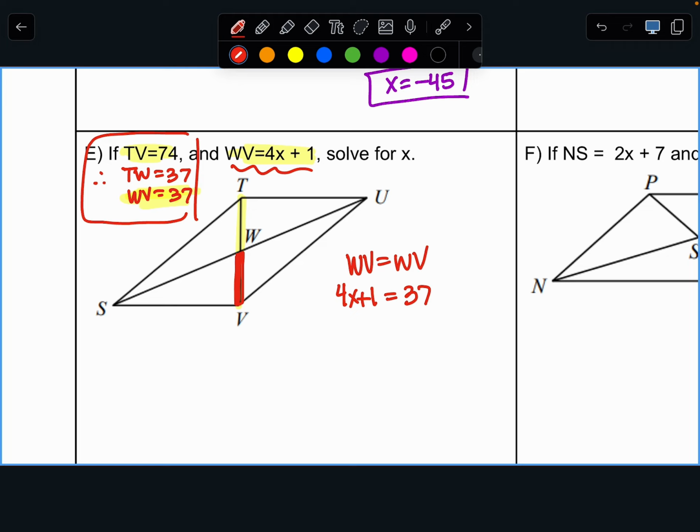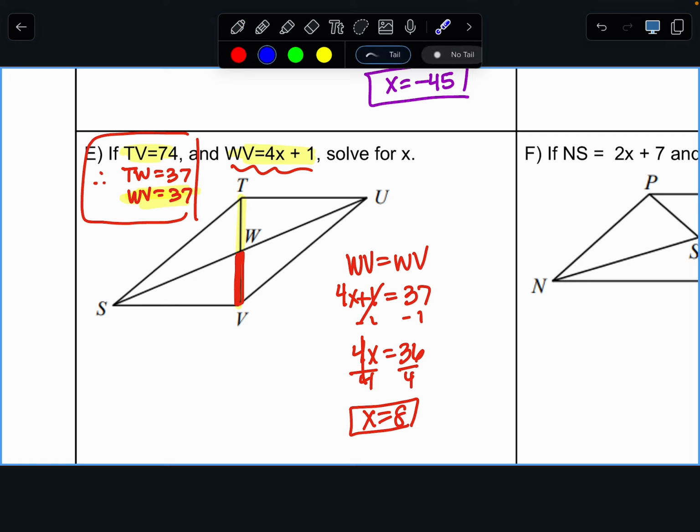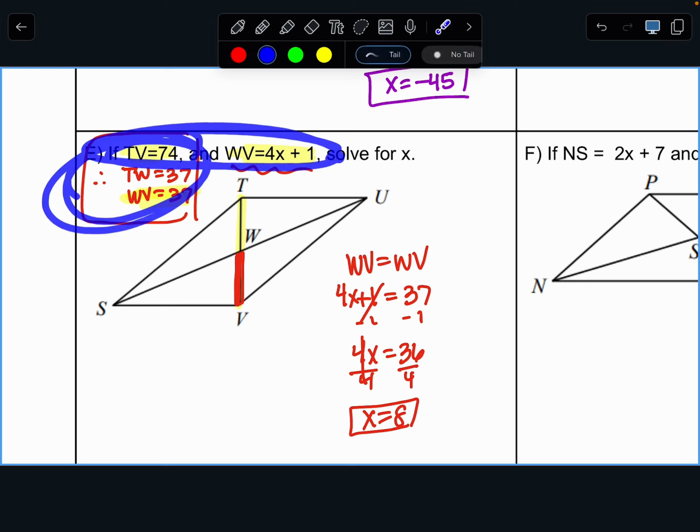So now that I have that, I just solved the equation. Minus 1, 4x equals 36. X is 8. And that's as far as you're asked to go. But you had to know this. You had to know that I could split it in half. Otherwise, somebody would have set that equation up.